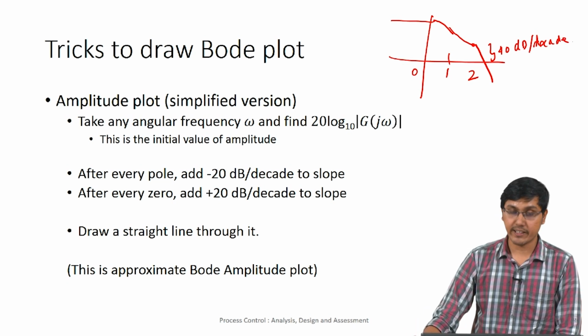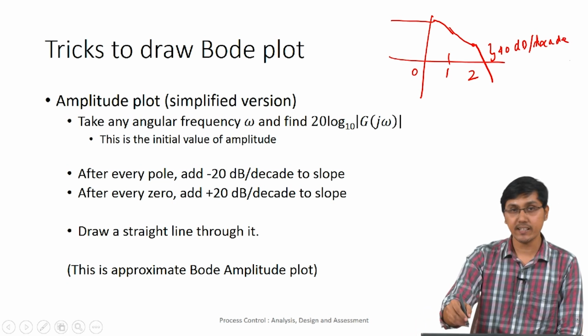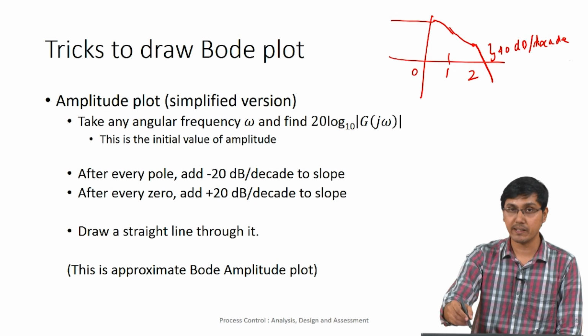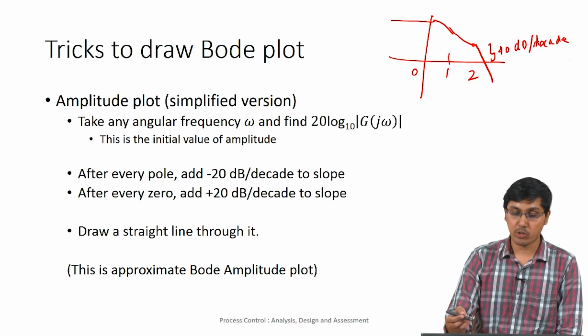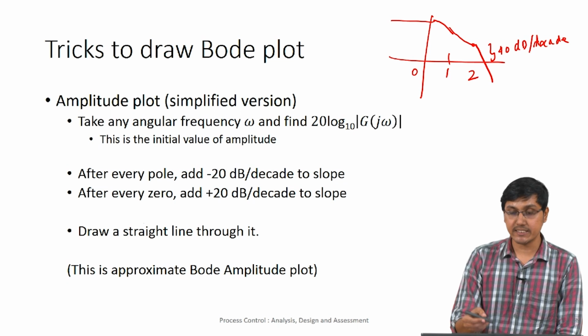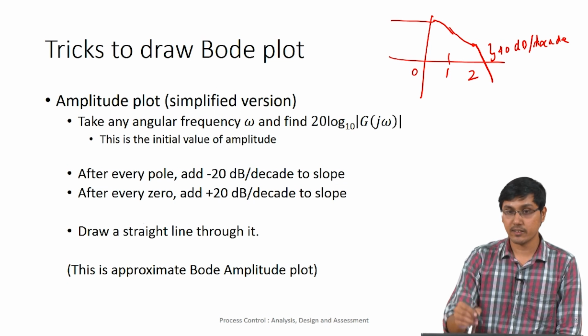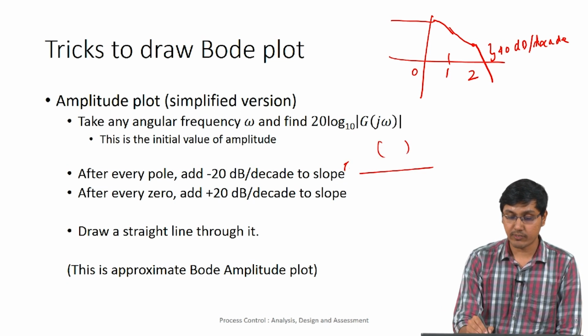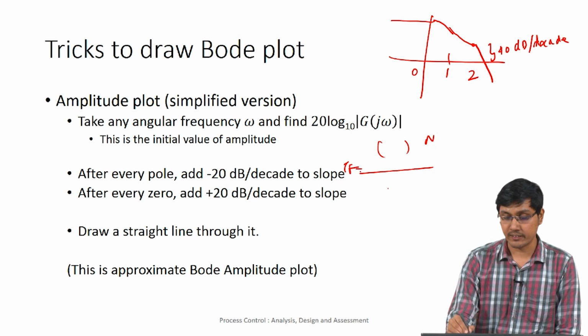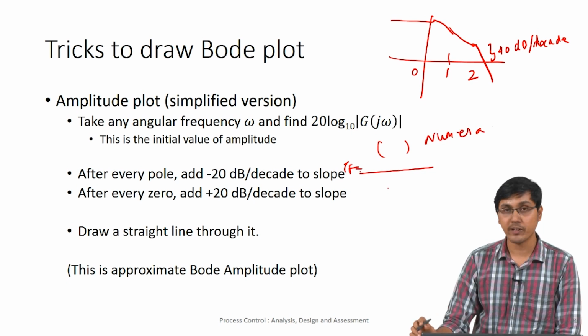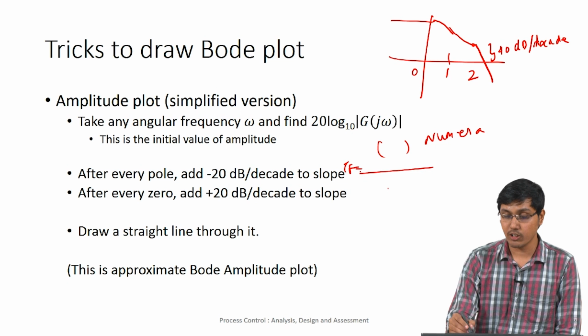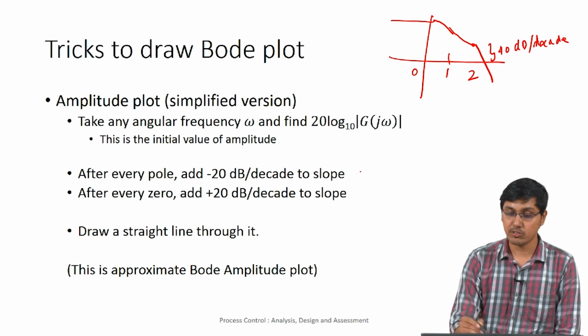This is a simpler method, an approximate method to draw the Bode plot. And similarly, a zero is something that appears in the numerator of the transfer function. So for every zero we increase the slope by 20 dB. Let us take another example to illustrate this.